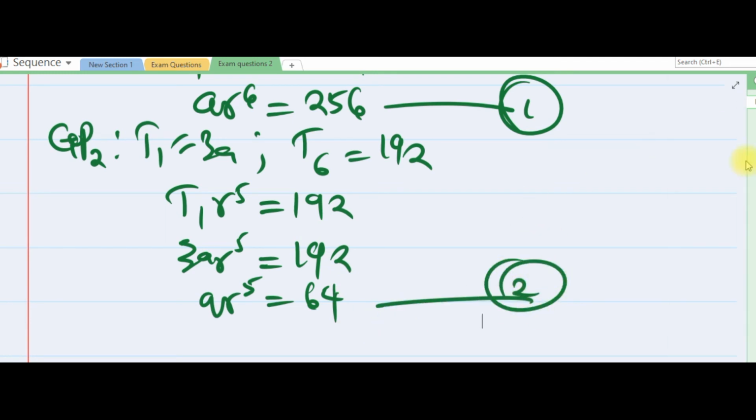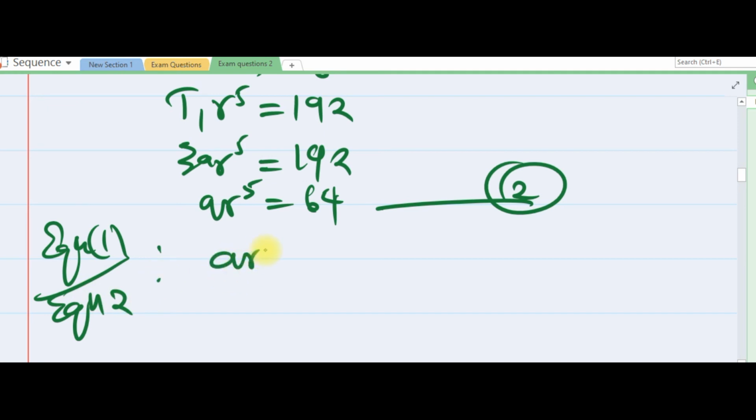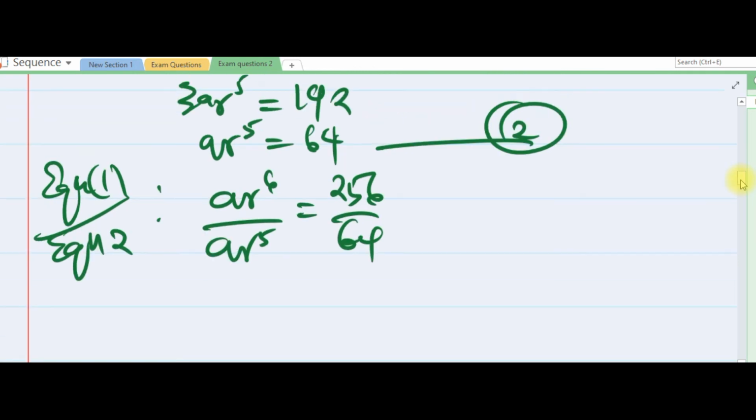So I will divide equation 1 by equation 2. So if I do equation 1 divided by equation 2, I have a r^6 over a r^5, which is 256 over 64. So which implies that, the a's cancel, so we have one r here. So 256 over 64, 8 in 32 is 4, so it should be 4. So r is 4.